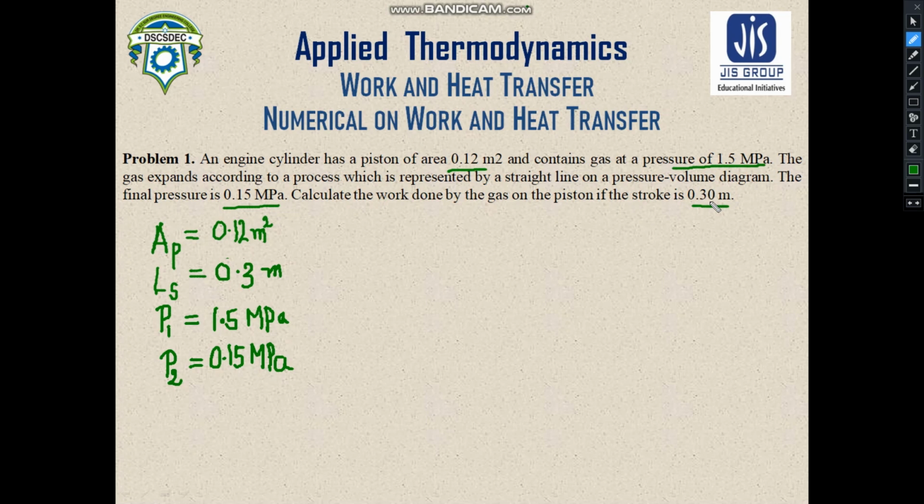Now there is additional information provided to you. The gas expands according to a process which is represented by a straight line on a PV diagram. So our primary objective will be to draw the PV diagram, and let us see how it can help to solve the problem. Let us draw the PV diagram.